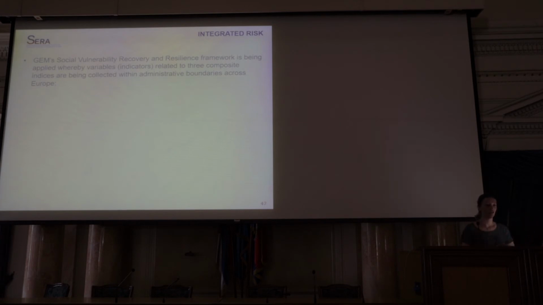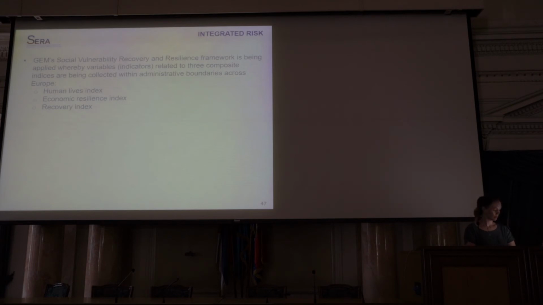Vita showed earlier the figure which showed how hazard, exposure and vulnerability go into physical risk. Then social vulnerability, socioeconomic vulnerability is brought in to get a more holistic view of integrated risk. So this framework requires variables or indicators to be collected within the country for 3 different composite indices. So we are collecting within different administrative boundaries across Europe from census databases indicators that will allow us to estimate what is called a human lives index, an economic resilient index, and a recovery index.